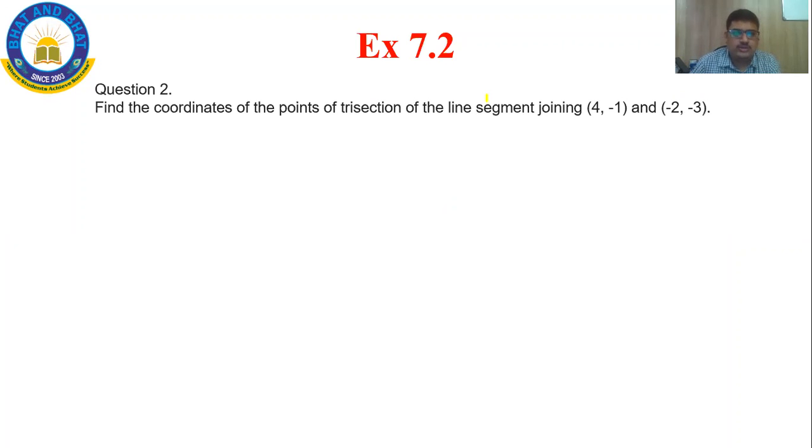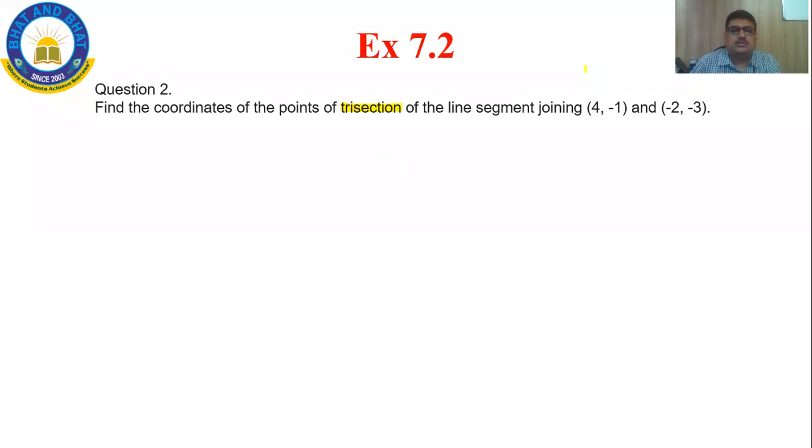So what do you mean by trisection? Knowing this is very important. Yes, the line is divided into 3 equal parts. The line will be divided, or we can say cut, into 3 equal parts. So 3 equal parts means what will be the ratio? What will be the ratio?